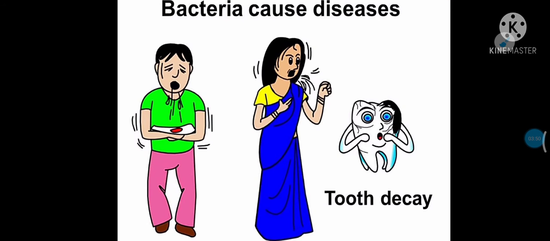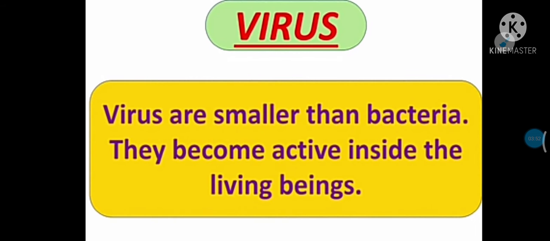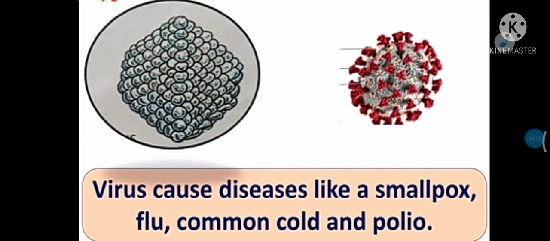Now let us learn about virus. Viruses are smaller than bacteria. They become active inside the living beings. They are also found everywhere. Viruses are of different shapes. Viruses cause diseases like smallpox, flu, common cold, and polio.